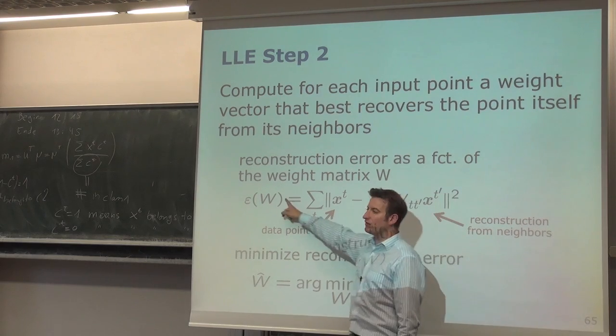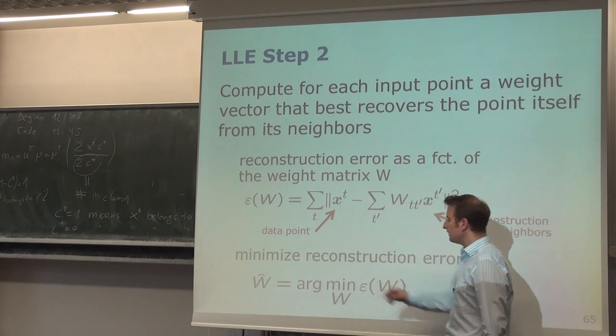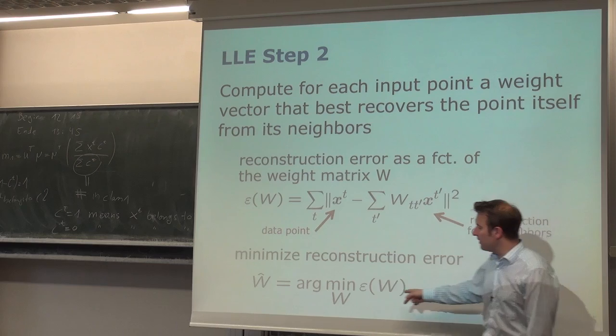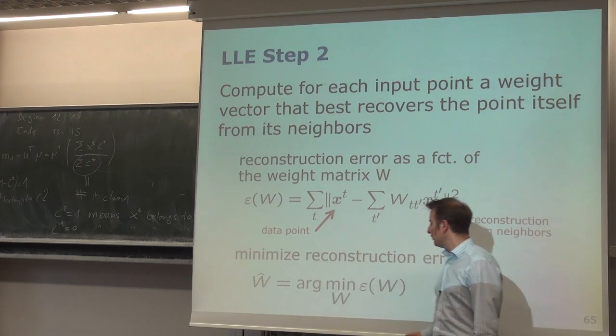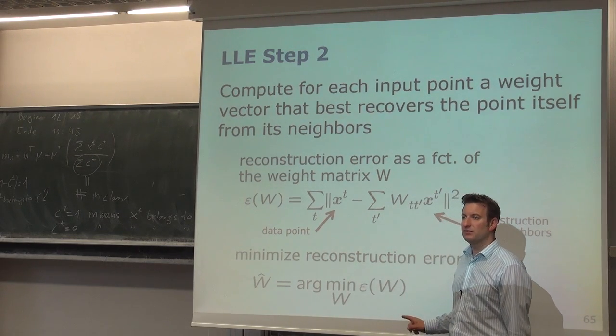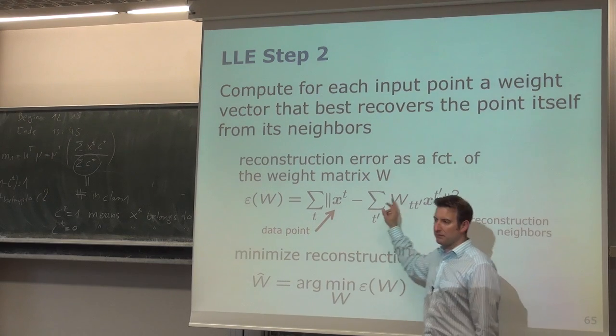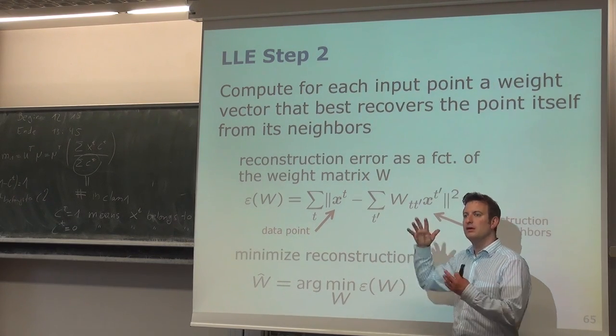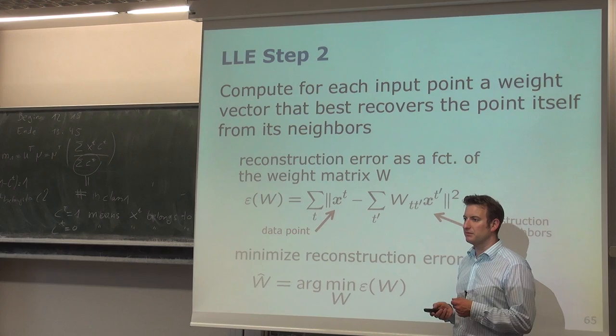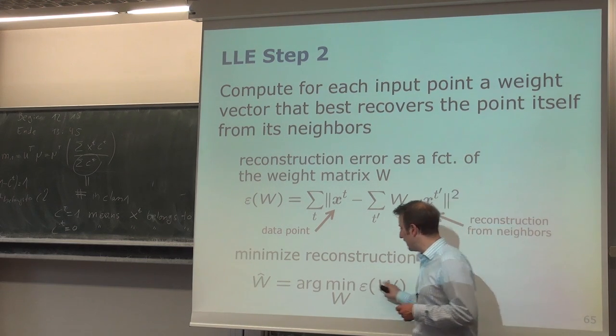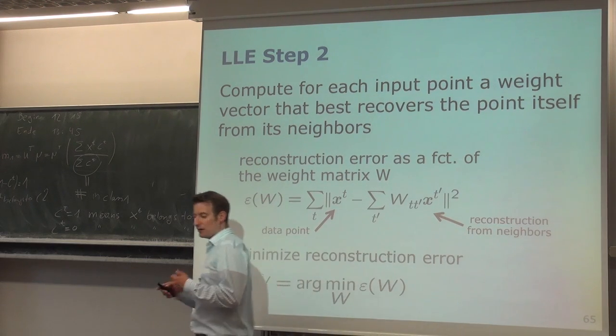So this is just the error function that I've written, and then I just treat this as a general minimization problem saying find the W so that this error function is minimized. In the perfect case it's 0, then I can perfectly reconstruct the point, but this is something which will in general not happen. So I will have W's which are kind of small.